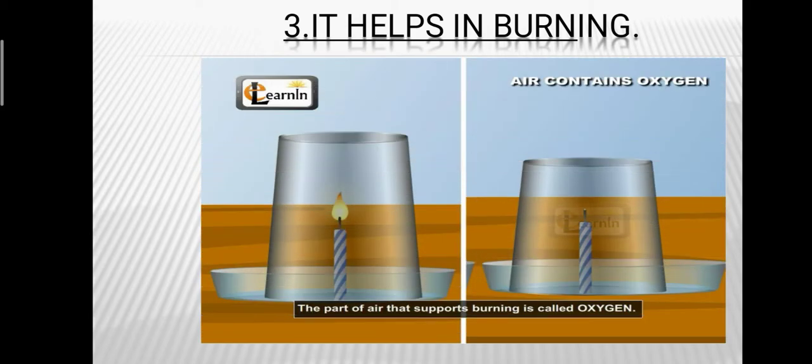Number 3, it helps in burning. And how it helps in burning, we have done this experiment too. We light up the candle, and we turn a cup or a glass upside down, so we can see what's happening inside. We will use a transparent glass. Then we will see that after a few minutes the candle will automatically stop burning. This is because the candle was burning with the help of the air present inside the glass, and as the air finishes inside the glass, the candle will eventually turn off.